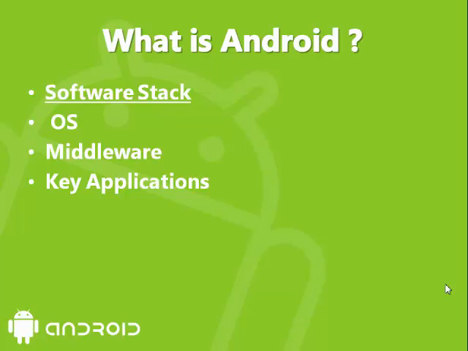You might be knowing what is operating system. It's an interface which provides an interaction with machine, and key applications are the apps which you will get in your smartphone by default. They help you to use the basic functionalities of your smartphone. Now, as a developer, the interesting part is the middleware. Middleware is a platform which provides an opportunity for a developer to develop Android applications using predefined framework and libraries.